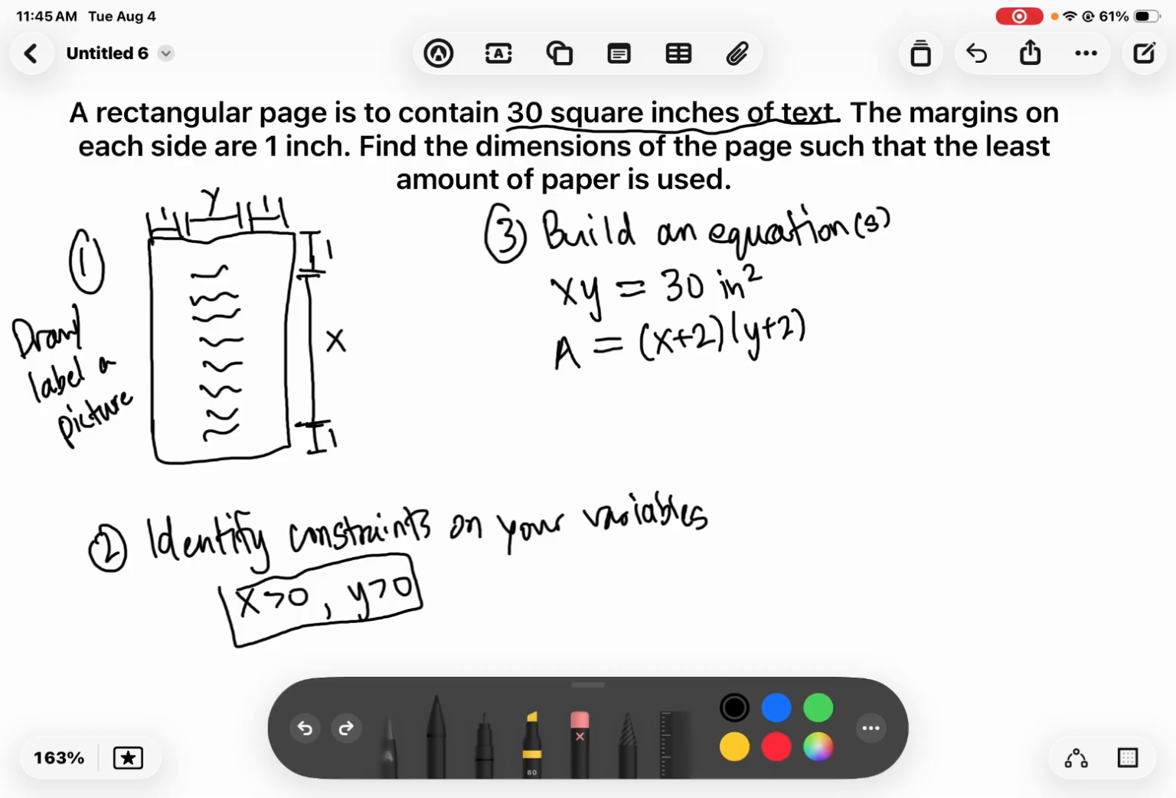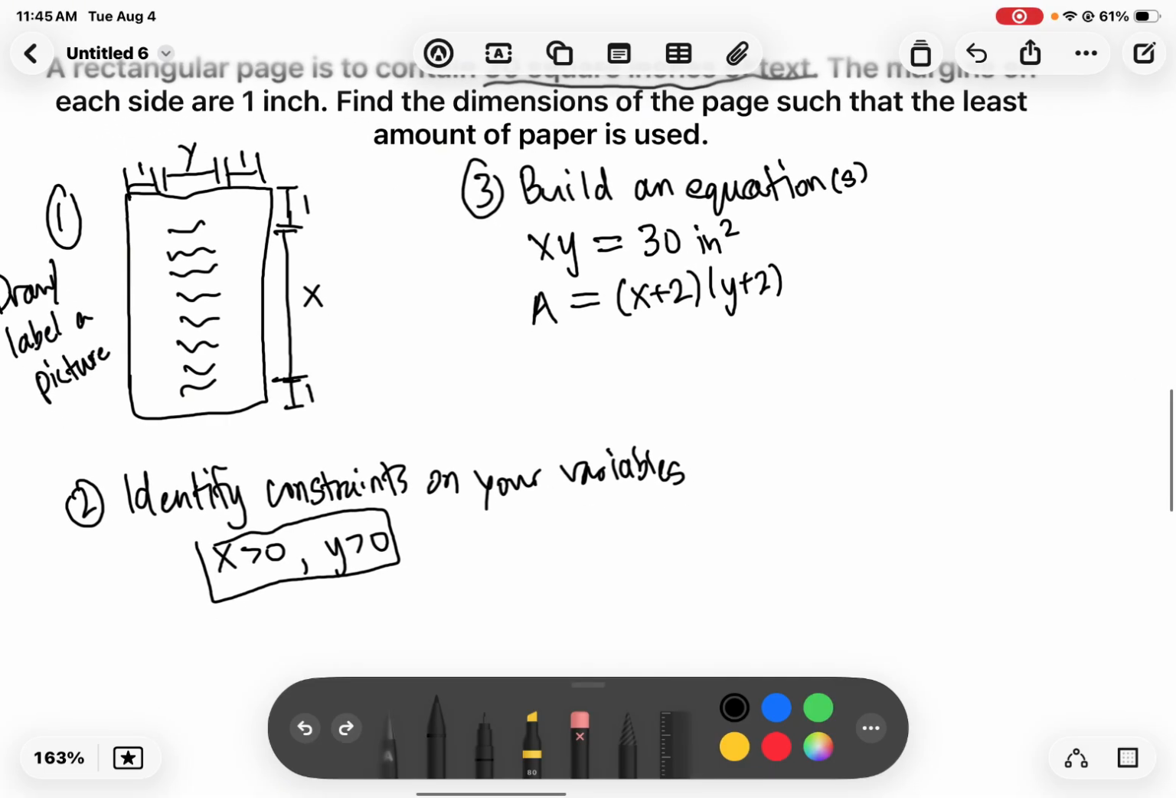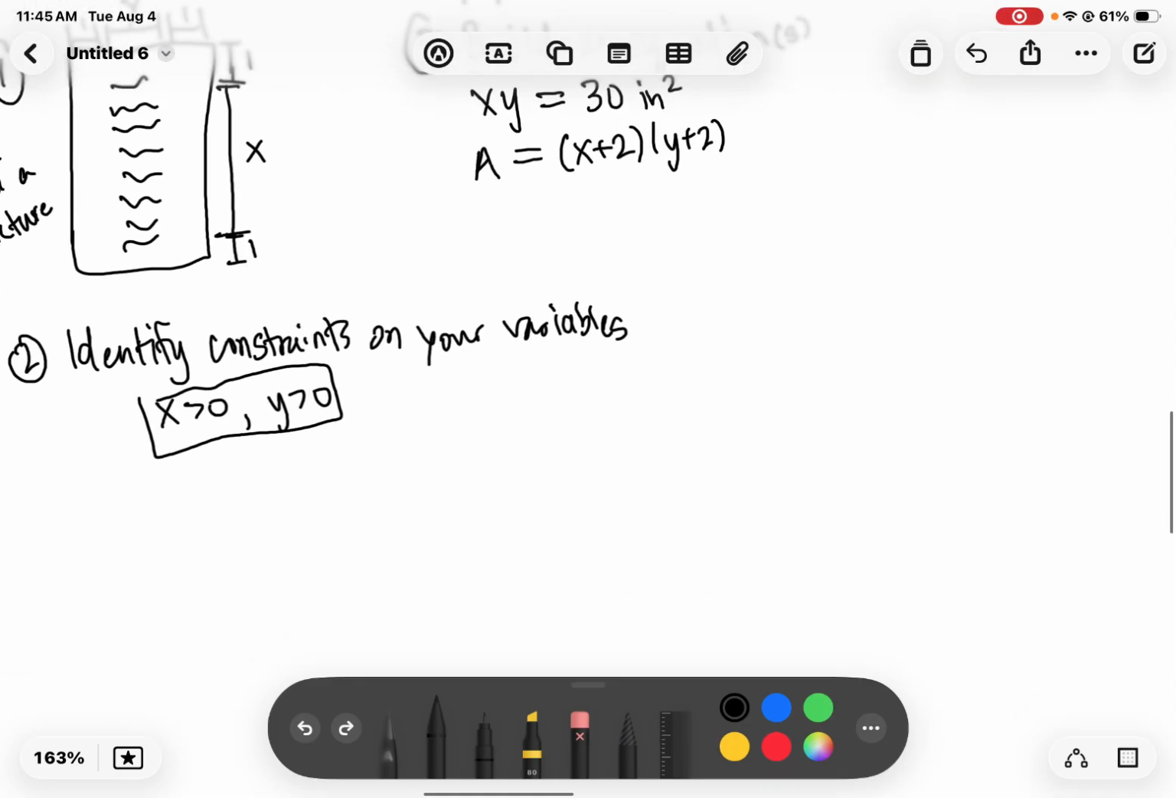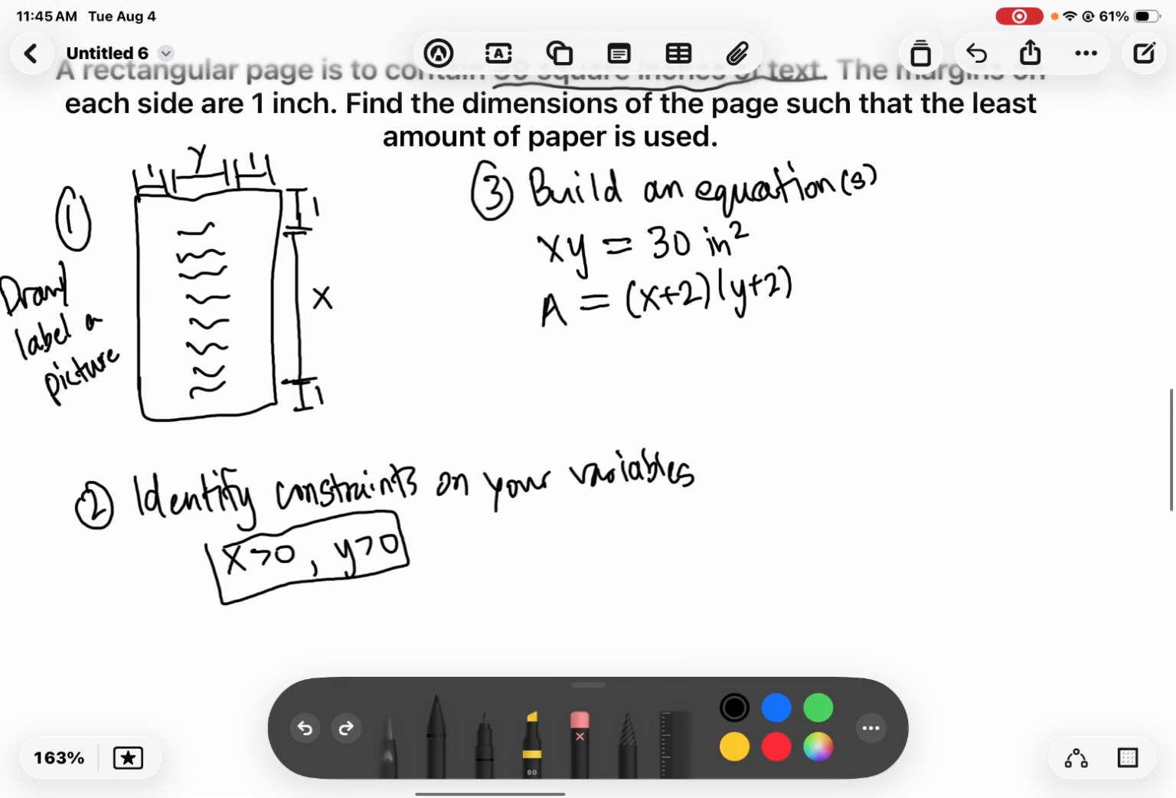All right, good. So now let's move on to step 4, which is to write your equations in terms of one variable only. The reason for this is that when we go to differentiate in step 5, it makes the whole process a lot easier. Otherwise, we'd have to use implicit differentiation, and that's not fun.